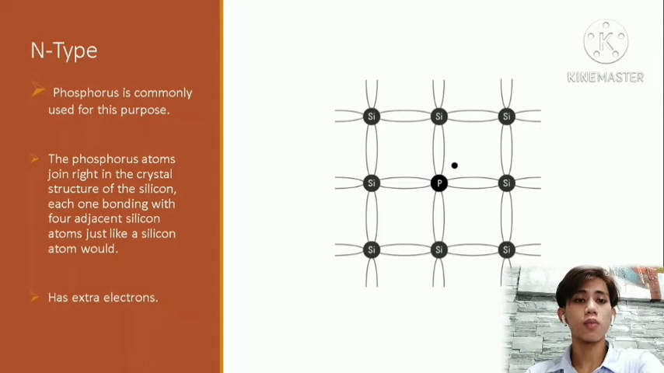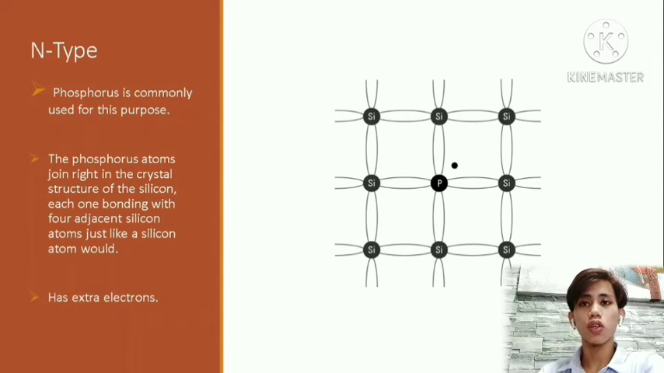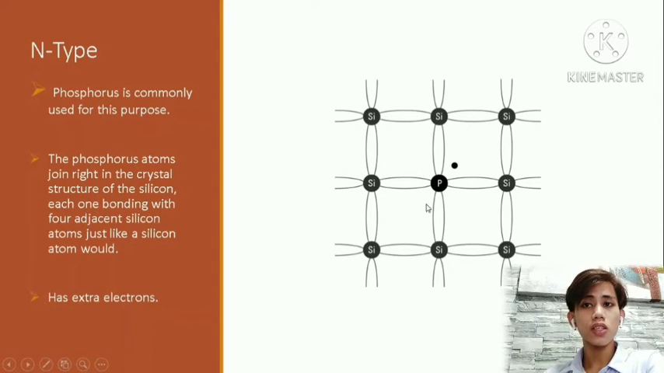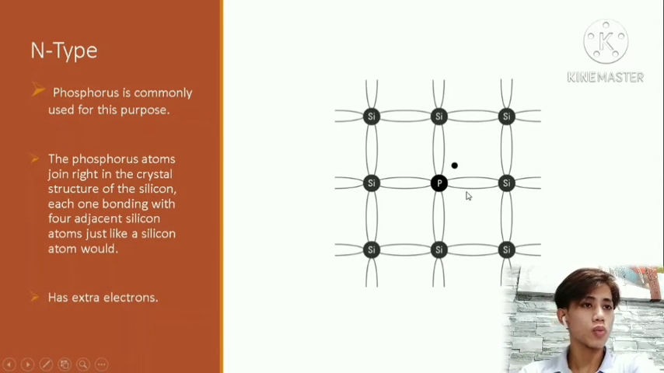We will first discuss the N-type semiconductor. For this semiconductor, phosphorus is commonly used as a dopant. The phosphorus atoms join right in the crystal structure of the silicon, each one bonding with 4 adjacent silicon atoms just like a silicon atom would. Since the phosphorus atom has 5 electrons in its valence shell, but only 4 of them are bonded to adjacent atoms, the 5th valence electron is left hanging out with nothing to bond to. Therefore, it is free to move about.